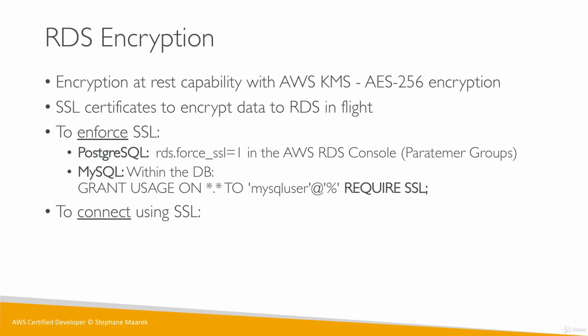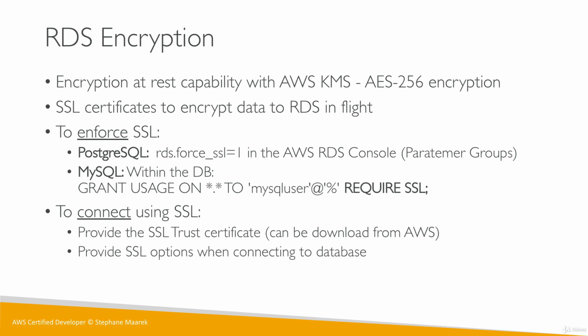Now, if you want to connect using SSL, how do you do it? Well, you provide the SSL trust certificate that you can download from the AWS website, and then you provide the SSL option when you connect to your database. And that's about it. It's quite simple. But you need to know the difference between enforcing SSL and connecting using SSL, okay? Connecting using SSL doesn't mean that SSL is necessarily enforced. So knowing how to enforce SSL is something you should make note of.